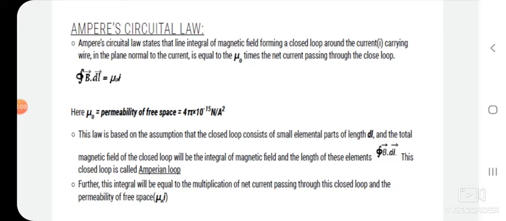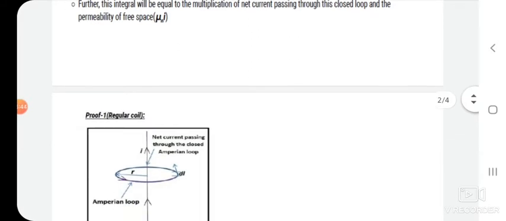It means, once again, the line integral of a magnetic field over a closed loop dl is equal to the permeability of free space times the current passing throughout the closed loop, mu naught times I. Okay. Now, after understanding the Ampere circuital law, we have to prove it. There is a small derivation for the Ampere circuital law that we have to discuss.